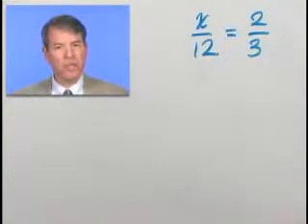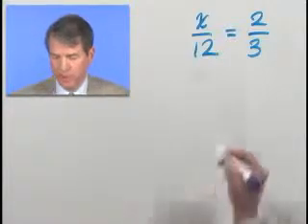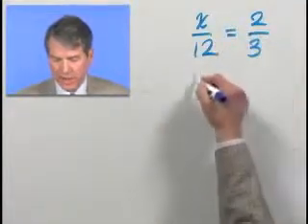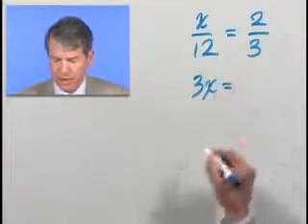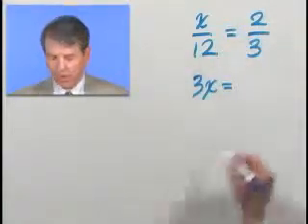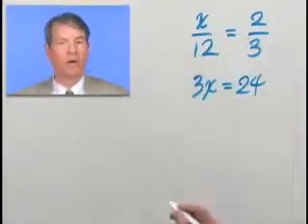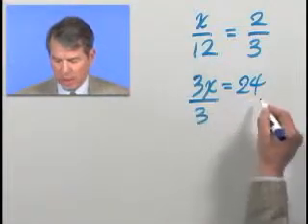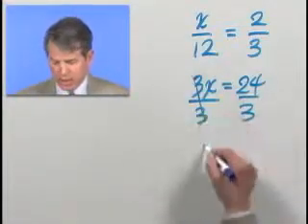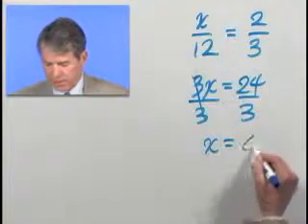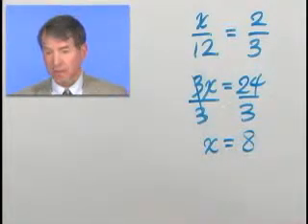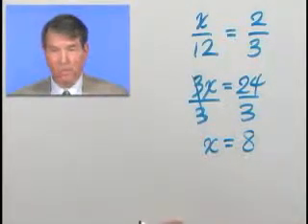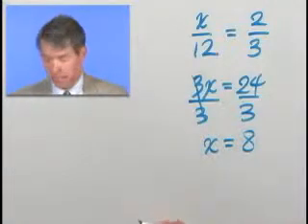By cross multiplication, I can remove the fractions. X times 3 is 3x, whereas 2 times 12 is 24. When I divide both sides by 3, we find out that x is 8. That's solving a proportional equation, but with cross multiplication.